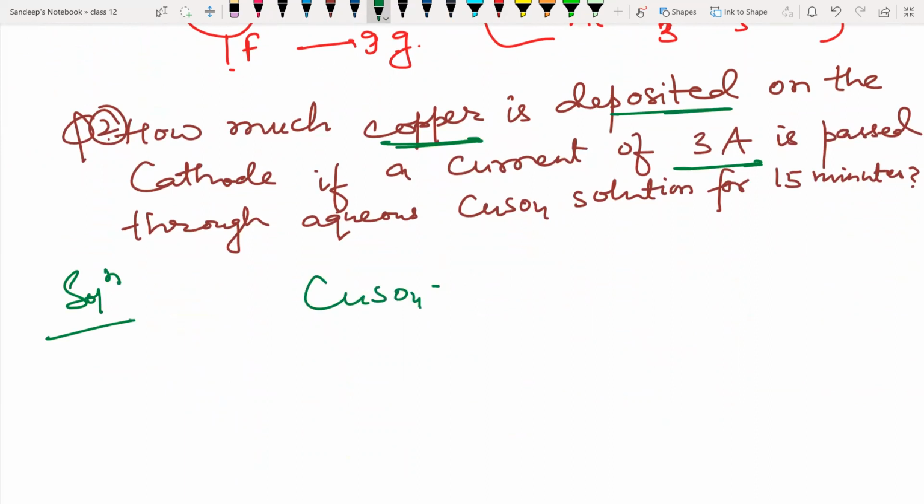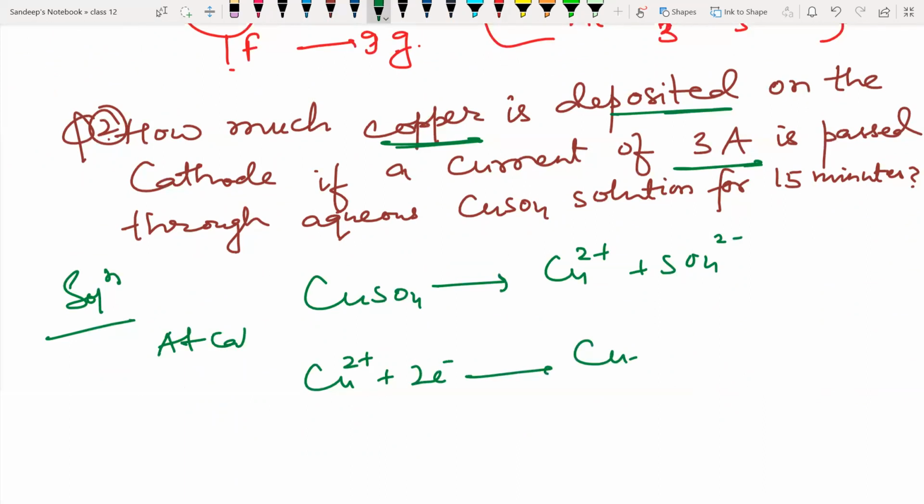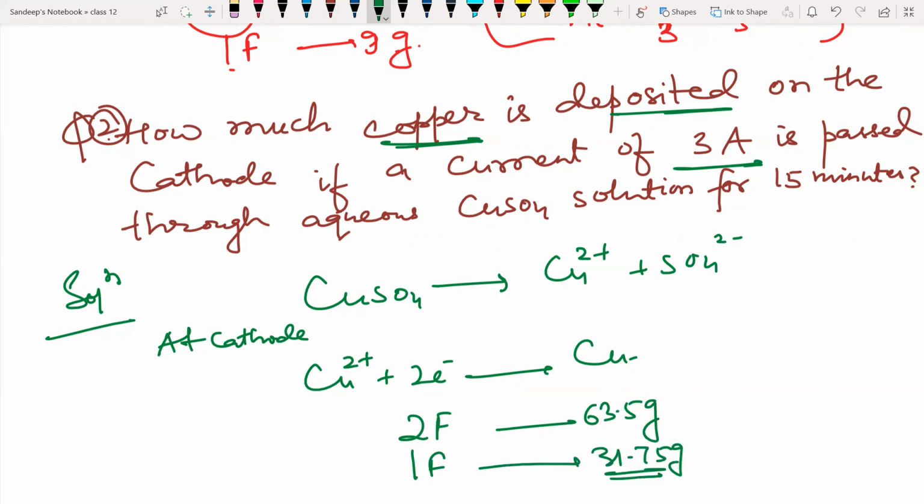Solution. Copper sulfate in aqueous solution will form copper 2+ ion plus sulfate ion. Copper 2+ ion will take up 2 moles of electron to form copper. This will go at the cathode. That means 2 Faraday deposits 63.5 grams, so 1 Faraday will deposit 31.75 grams. Now they are giving current. Current is given as 3 and time is 15 minutes. Minutes have to be converted into seconds, so 15 into 60 is 900, and 3 into 900 is 2700 coulomb. So this is the charge that is given.